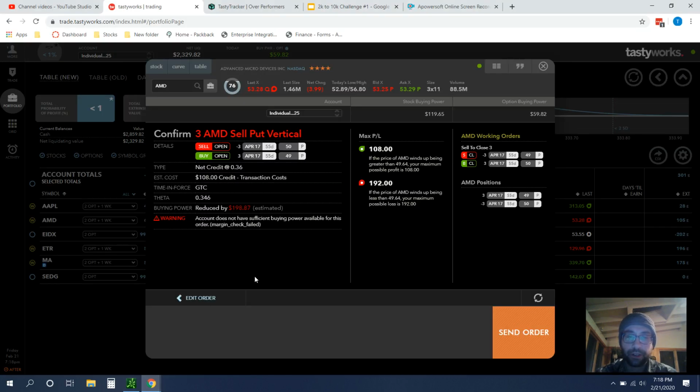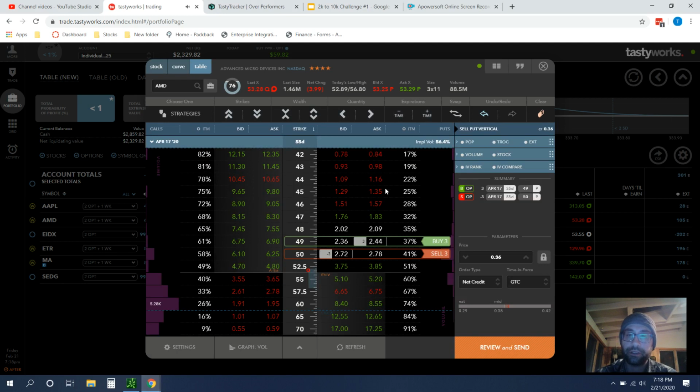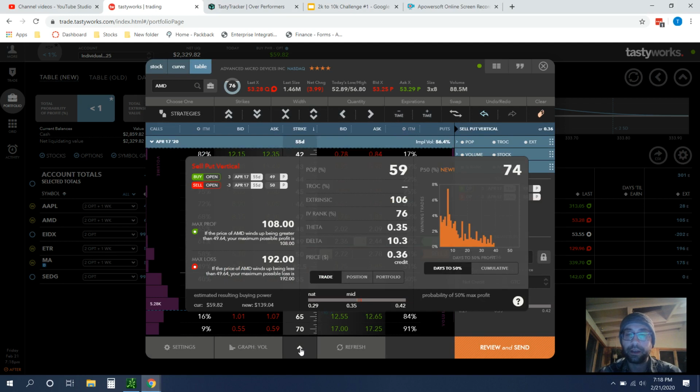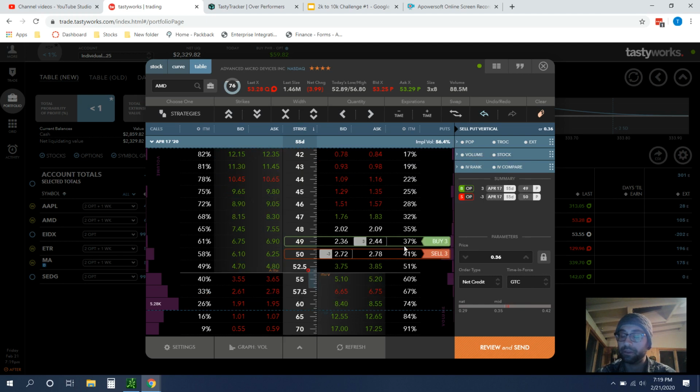The one thing I wanted to show back here, which I forgot to show, is because this is 41% in the money, that means it's about a 60% chance it will be profitable. However, if you hit this little arrow down here, it'll say PROP or P50, which is taking the percentage at profit at 50%. Yeah, so that's at 74%. So you can gain 15 percentage points right off the bat by taking your profit at 50%.